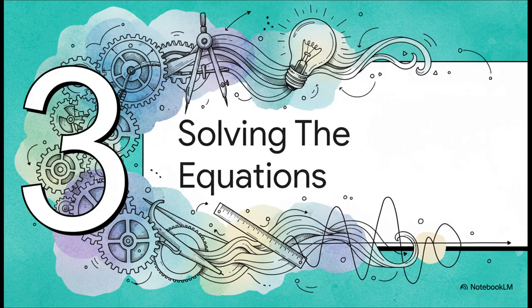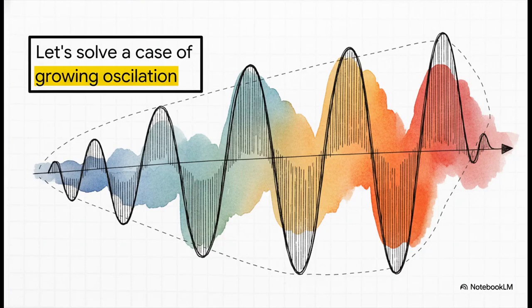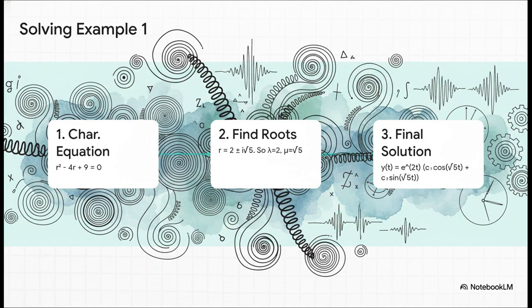Okay, enough theory. Let's get our hands dirty and see how this works in practice. We're going to solve a few equations. First up, a classic case of what we call a growing oscillation. We need to solve the equation y double prime minus 4y prime plus 9y equals 0. The process here is pretty straightforward. First, you write the characteristic equation. Next, you use the quadratic formula to find the roots, and surprise, the discriminant is negative. From those roots, we can instantly pick out our lambda, which is 2, and our mu, which is the square root of 5. And finally, you just plug those numbers directly into our general solution formula. And that's it. You're done.